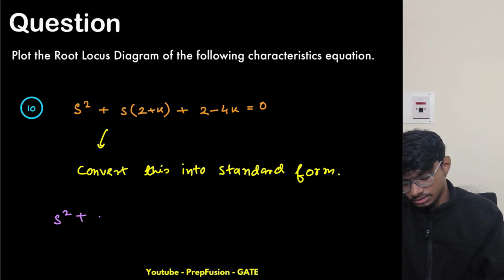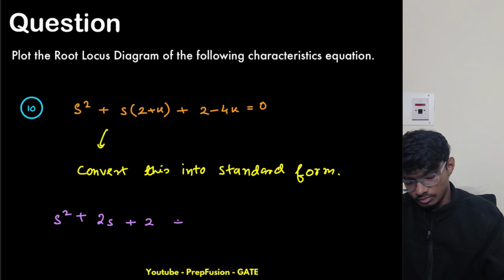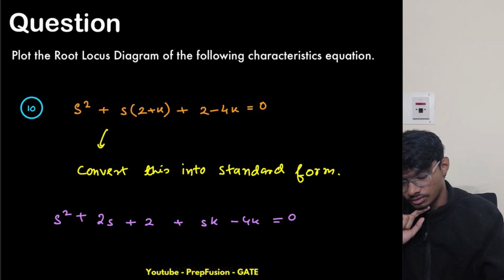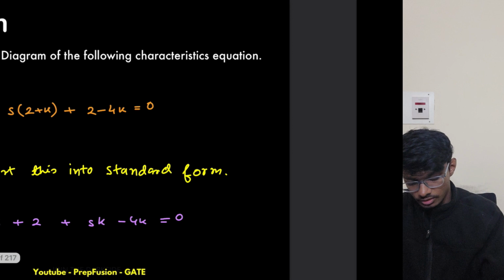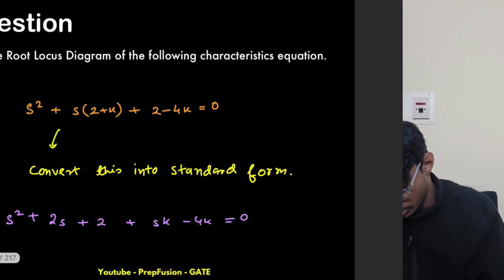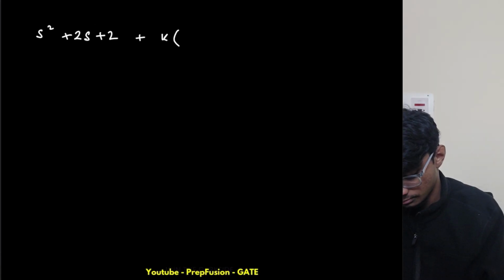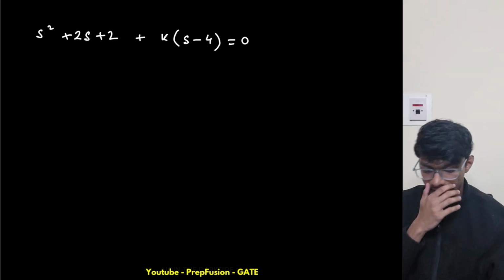So s square plus 2s plus 2 is this one, and now the k terms I will take together. So this is sk minus 4k equals 0. So this is how my equation will look. Now I will take k common. This will be s square plus 2s plus 2 plus k into s minus 4, and this is equal to 0.